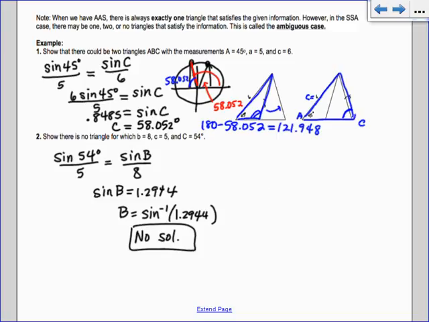And that's because we know that on the unit circle, the highest value we can possibly have for sine ever is 1, right? So saying that sine of an angle is equal to 1.2944 is impossible. Okay, it's too big. So that's when you would have a no solution. All right, moving on.